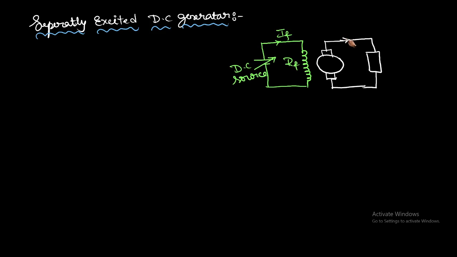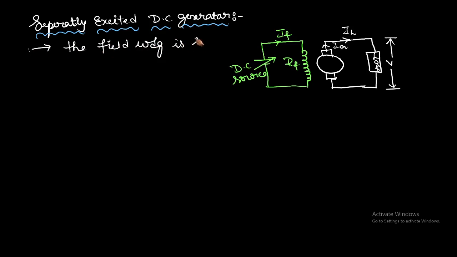So this is the armature and the load current, this is the armature current, and here the field current will be there, and this is the load, and across the load we have the terminal voltage V. It is called separately excited because the field winding is separately excited, so that type of generator we can call a separately excited DC generator.